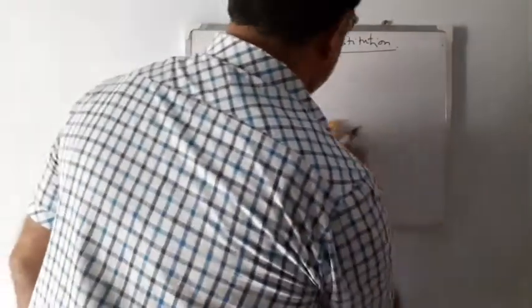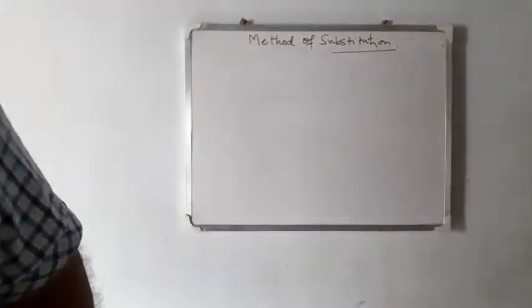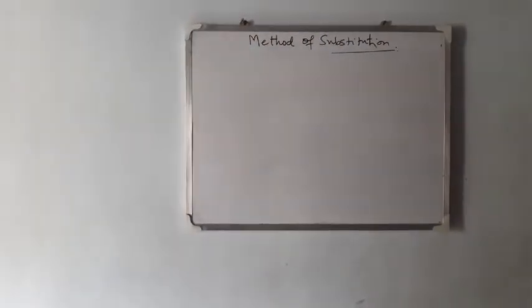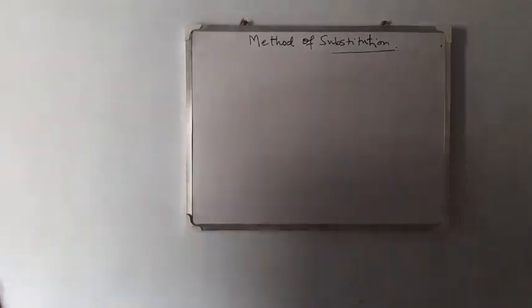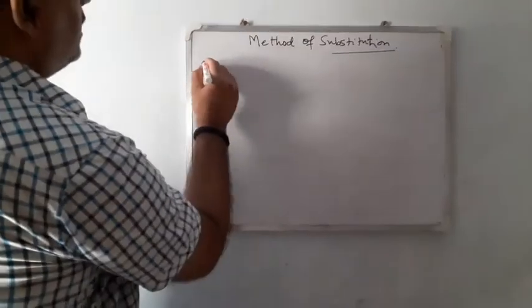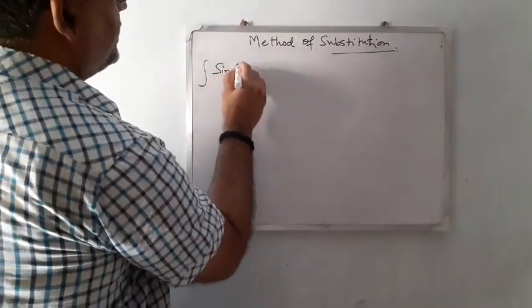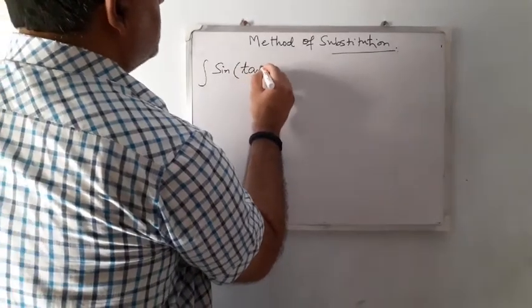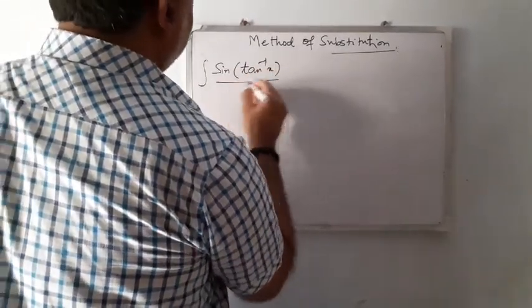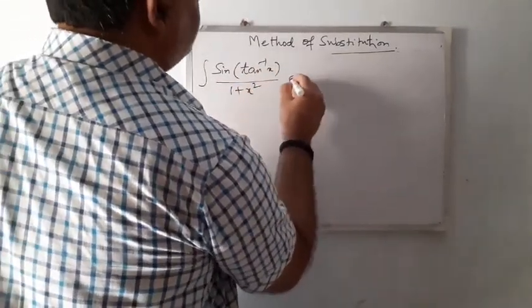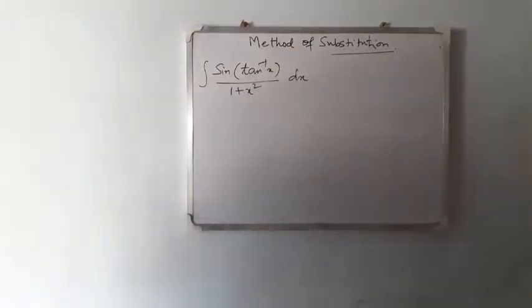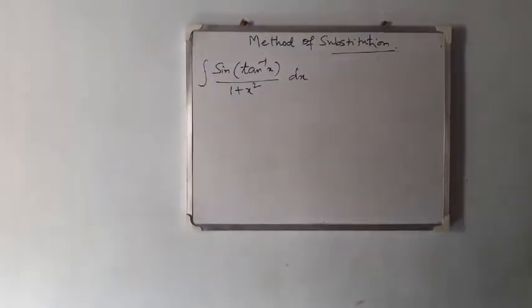Integral sec integral tan inverse x divided by 1 plus x square and then dx. Now this function appears as a complicated one. Now we have to assume some function as z.